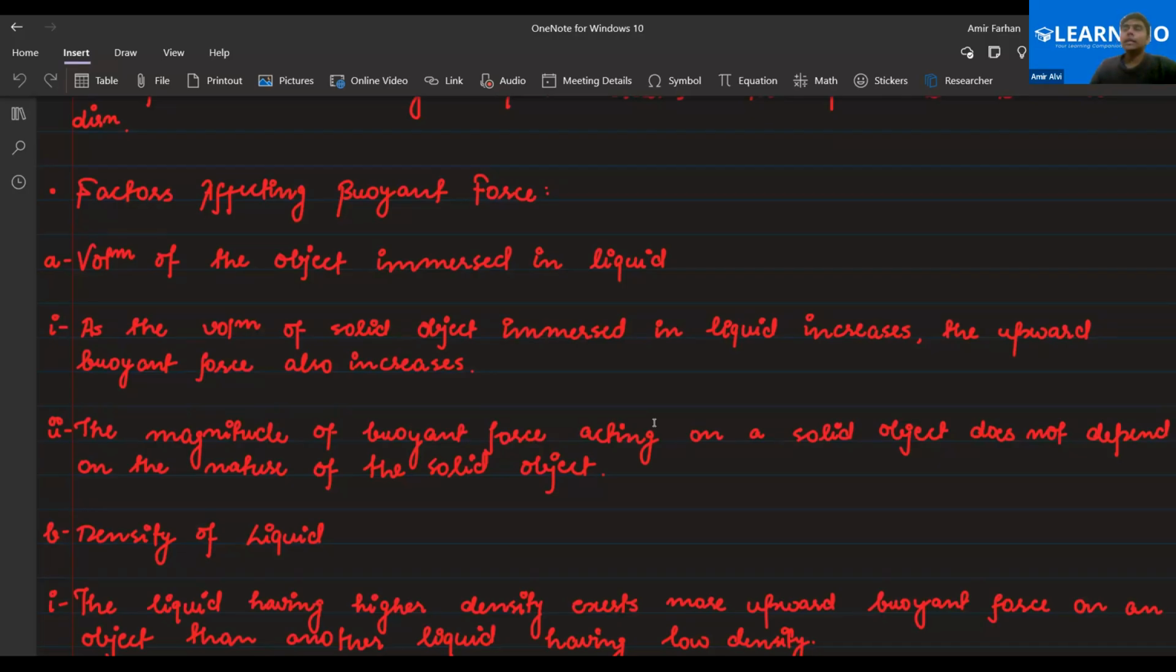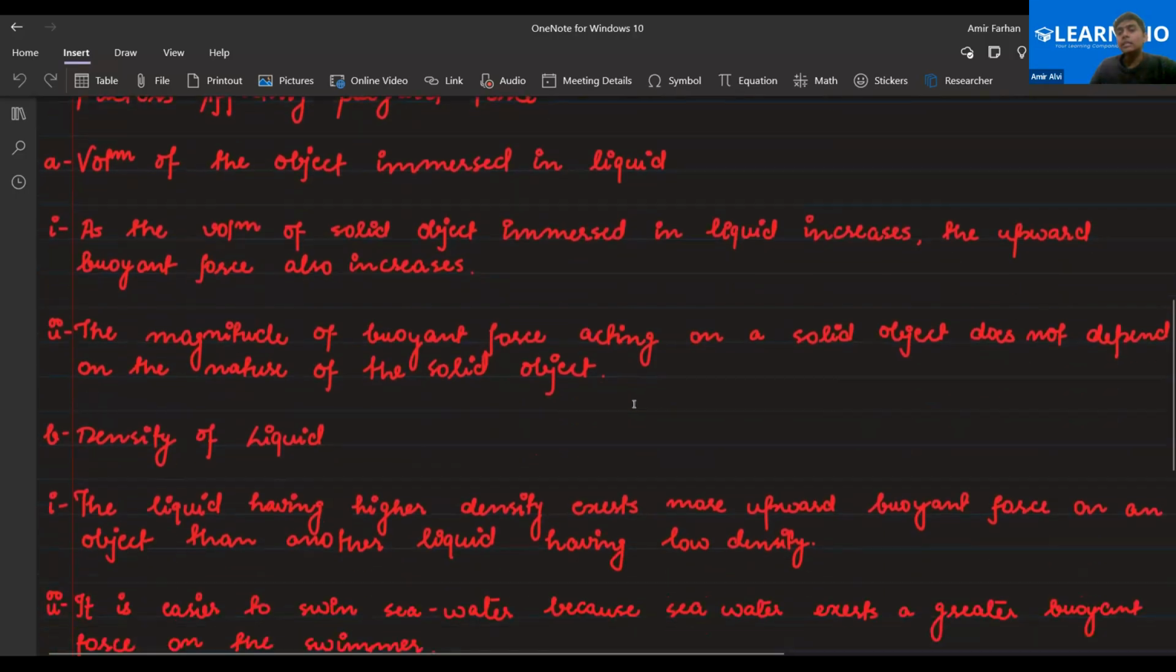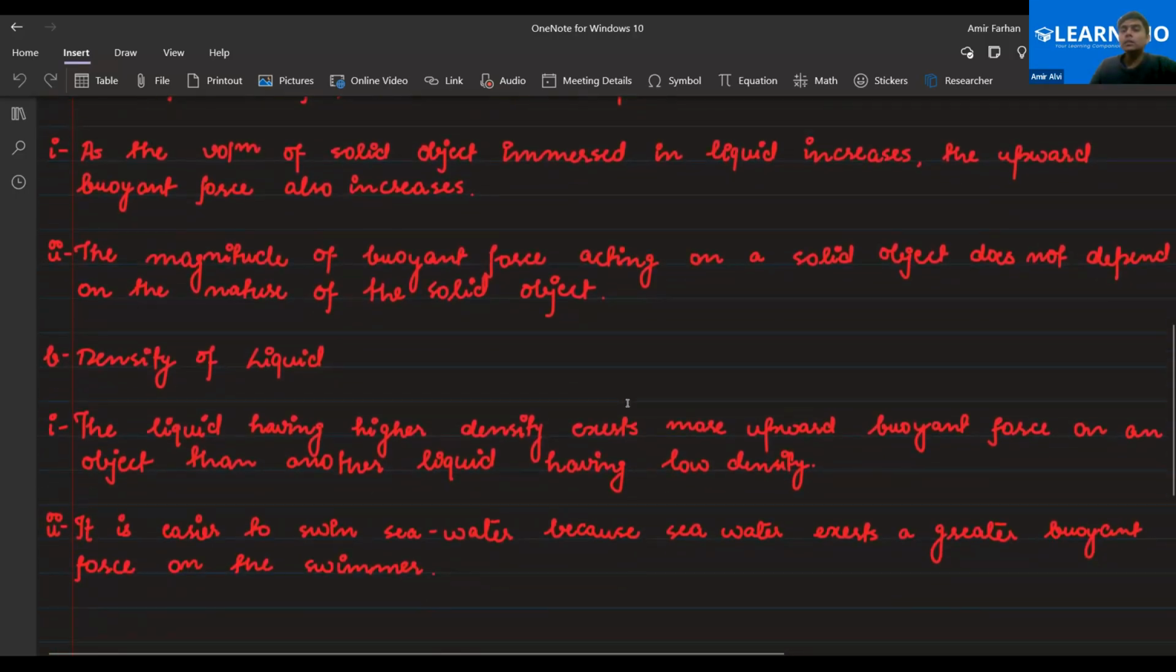Suppose two materials are taken, wood and steel, both having the same volume. The buoyant force would be the same because it depends on the volume. It doesn't matter which material it is made from. Next is the density of the liquid. A liquid with higher density will exert more buoyant force on the body as compared to a liquid having low density. That's why it is easier to swim in sea water as compared to a freshwater lake or river, because the density is lower. Hence, the upthrust is not sufficient to swim easily. But in sea water it's easier to swim. Is that clear, all of you?